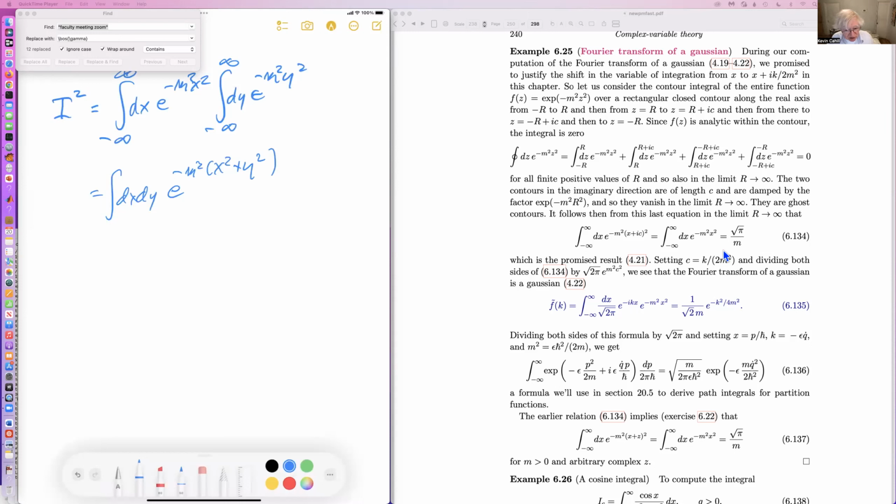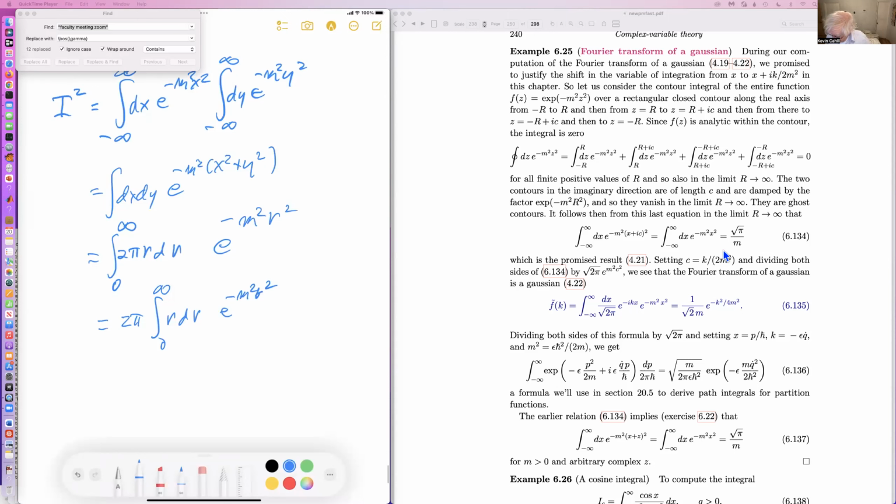If we change now to angular coordinates, this is an integral e to the minus m squared r squared 2 pi r dr, integral from 0 to infinity. And so that is just, of course, 2 pi times the integral from 0 to infinity of r dr e to the minus m squared r squared.